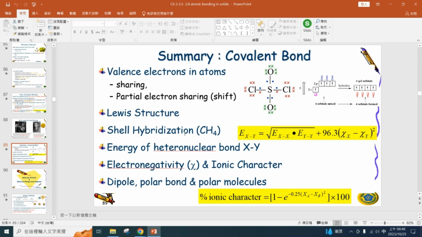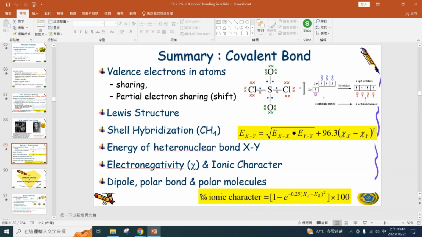And point 4 is the energy of the heteronuclear bonds, like XY. As you can see, this is the explanation of the energy for the bonding of the X atom and Y atom. And point 5 is that we need to know the ionic character of the covalent bond. The equation is expressed as shown here. Okay, this is called ionic character.